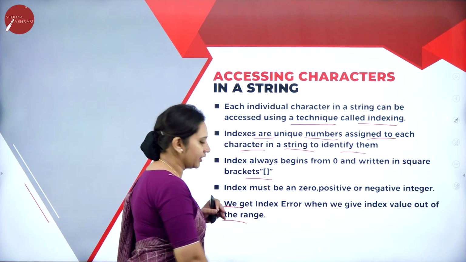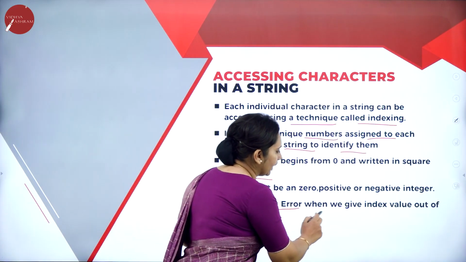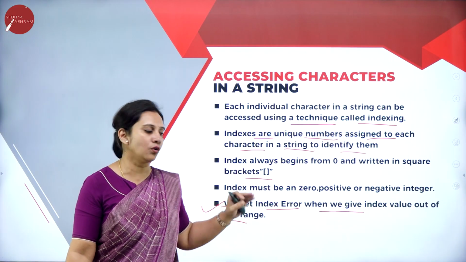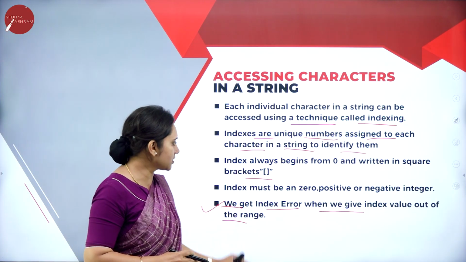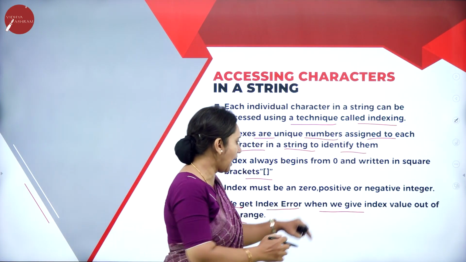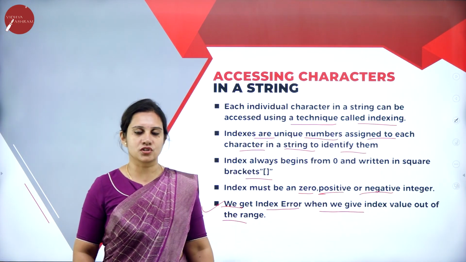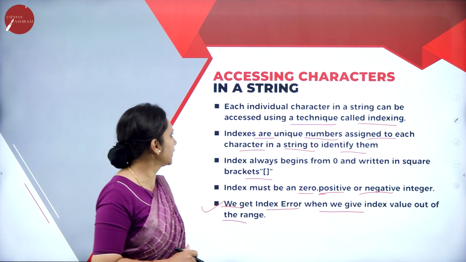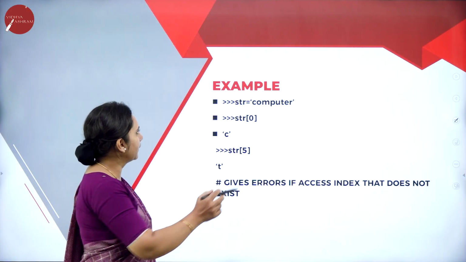We get an index error when we have an index value out of range. I repeat, you need to remember this: we get an index error when we give an index value out of the range. The index must be 0, a positive or a negative integer. What is positive? What is negative? We will see. Before that, here is one example.